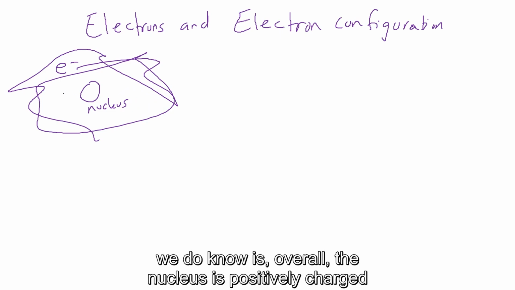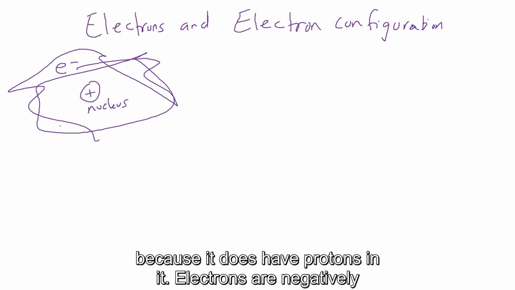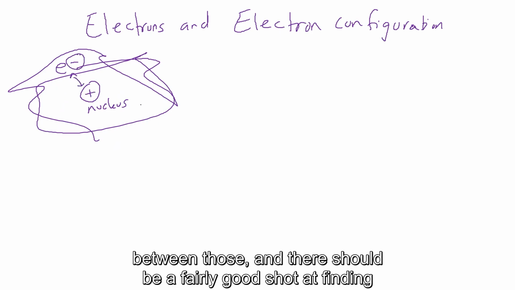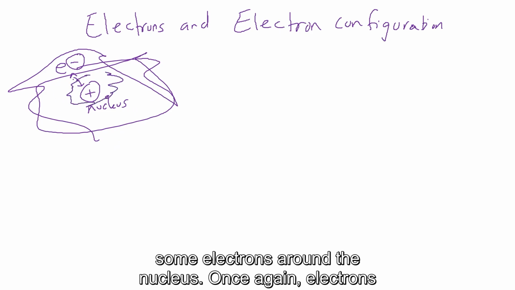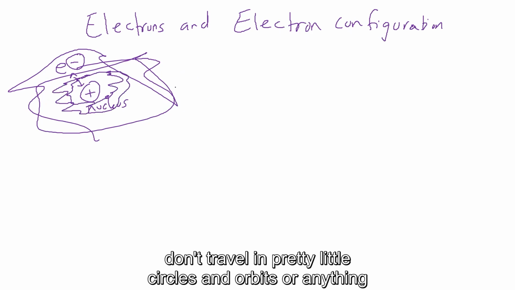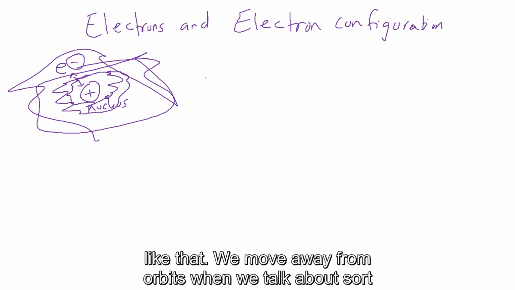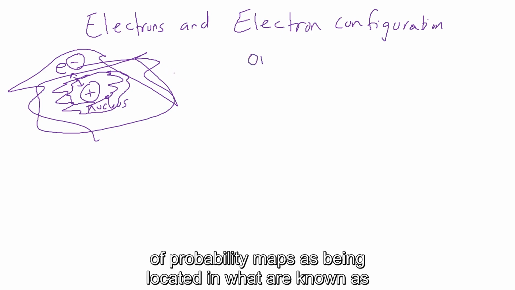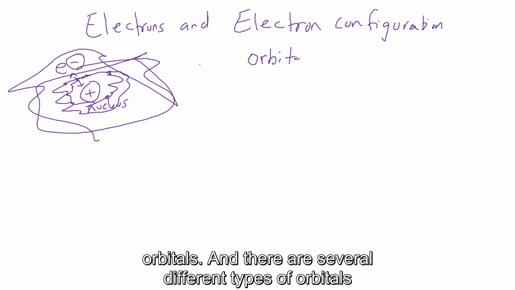What we do know is overall the nucleus is positively charged because it does have protons in it. Electrons are negatively charged, so there definitely should be some attractive force between those. And there should be a fairly good shot at finding some electrons around the nucleus. Once again, electrons don't travel in pretty little circles and orbits or anything like that. We move away from orbits when we talk about electron configuration, and we talk about them in these probability maps as being located in what are known as orbitals.